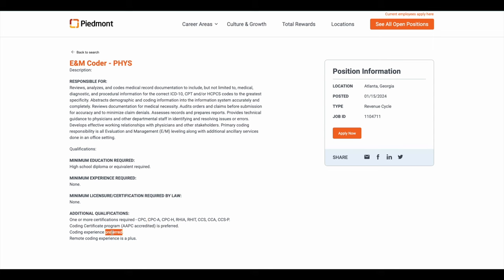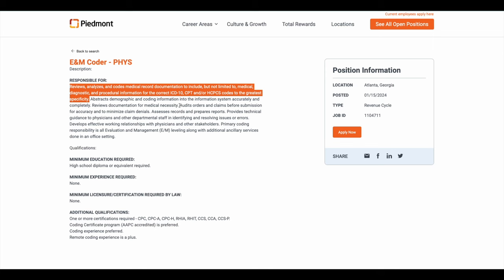But it says preferred. So they're saying, look, if you don't have any experience, go ahead and apply, but we do prefer someone with experience. It also says remote coding experience is a plus. So I'm not sure why it states that, because it says that the location is in Atlanta, Georgia. So this position could possibly be a remote position. So still apply for this role if you are not in the Atlanta, Georgia area, just in case this is a remote position. So you will be dealing with ICD-10 and CPT and HCPCS coding.